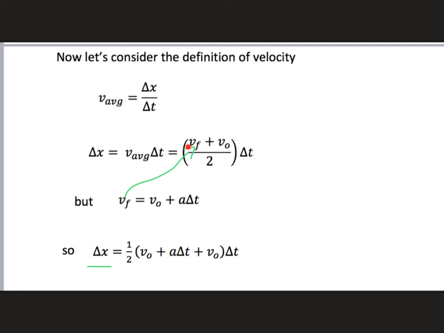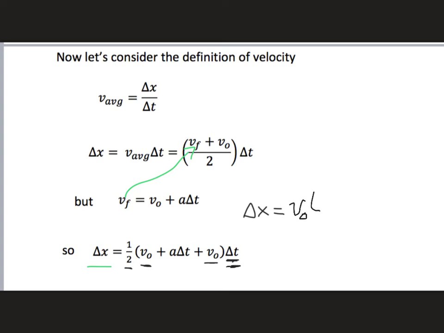So I've just plugged in for my v naught here, and I pulled the half out front. So look at what I have here. I've got 2 v naughts here, and I've got my delta t there. And so I can multiply all this out, and what I end up with is that delta x is equal to 2 v naught times 1/2, which is just going to give me v naught, which is going to be then times this delta t here.